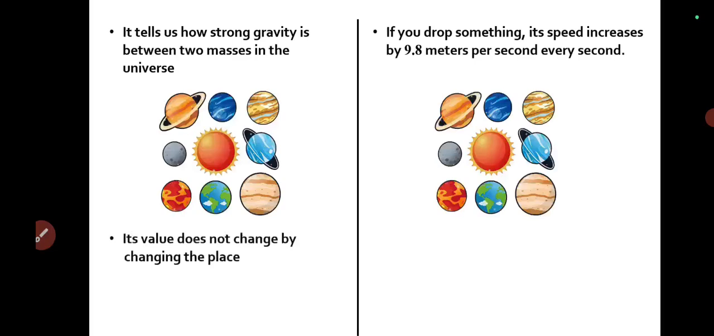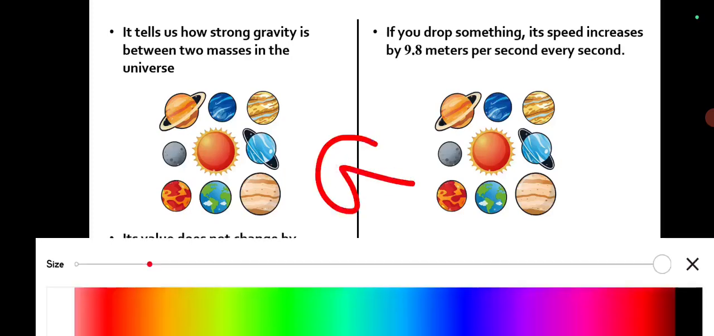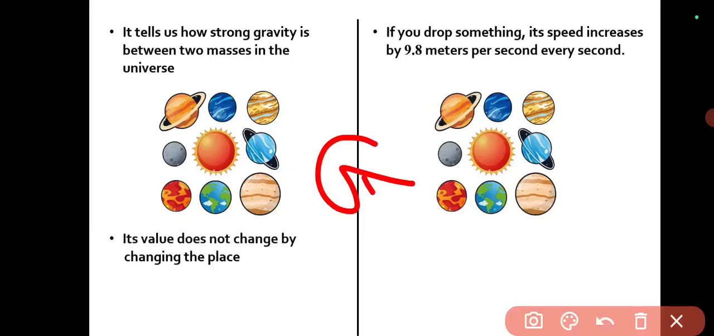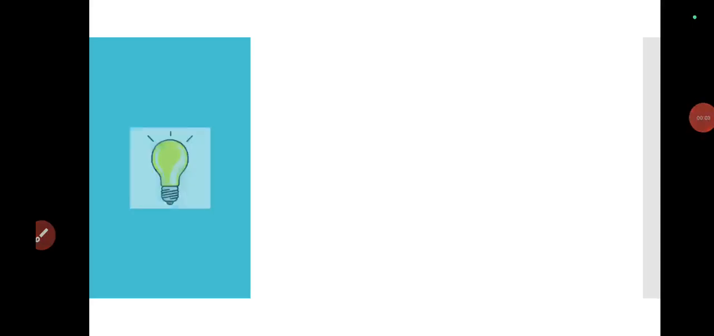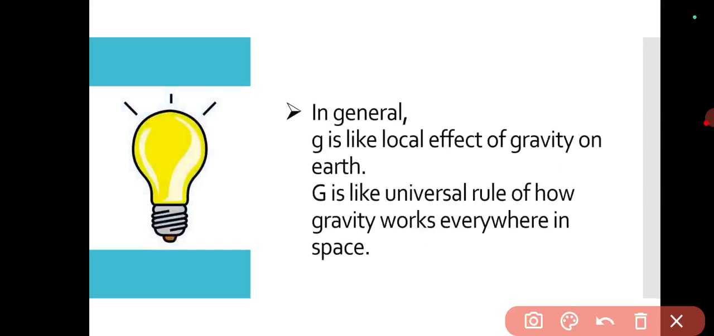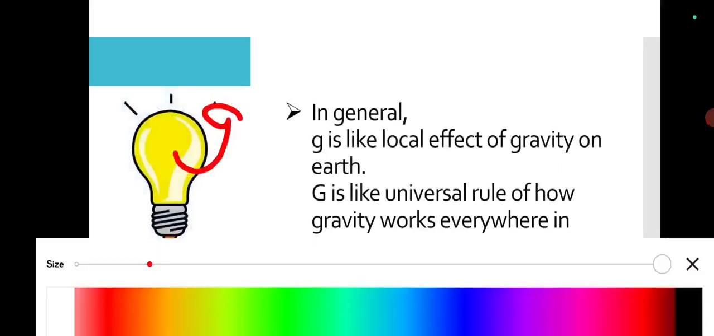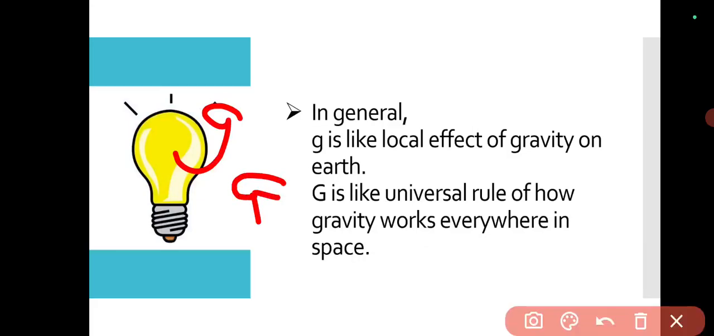Now the value of capital G does not change by changing the place. In the universe, for any planet, the value of the gravitational constant capital G is the same, while for gravity, its value changes by changing the place. So in general, we have to remember that small g is a local effect of gravity on the earth, and capital G is a universal rule of how gravity works everywhere in space.